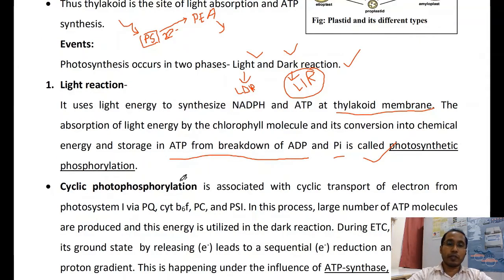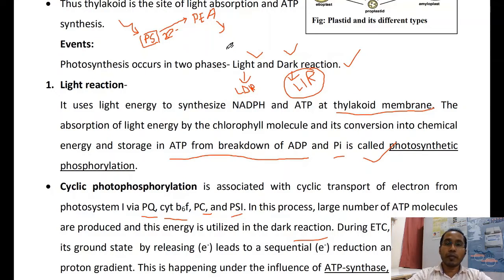So cyclic photophosphorylation, what can we see? Cyclic photophosphorylation is associated with cyclic transport of electrons from photosystem 1 via plastoquinone, the cytochrome b6f complex and plastocyanin back to photosystem 1. In this process, a large number of ATP molecules are produced and this energy is used in the dark reactions. Whatever ATP is produced in the light reaction will be utilized in the dark reaction for the synthesis of carbohydrates. During the ETC, electron transport chain, PS1 returns to its ground state by releasing an electron, leading to sequential electron reduction and thus causing a proton gradient.